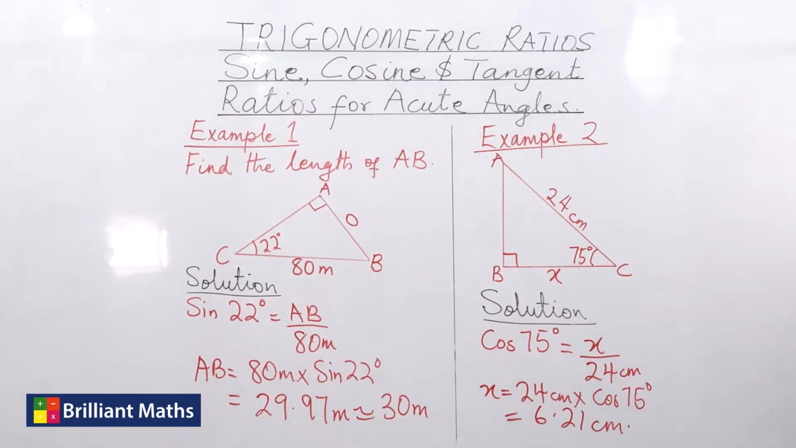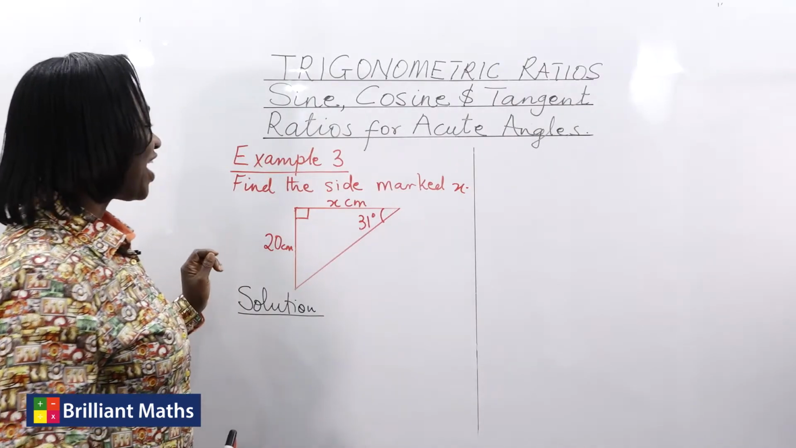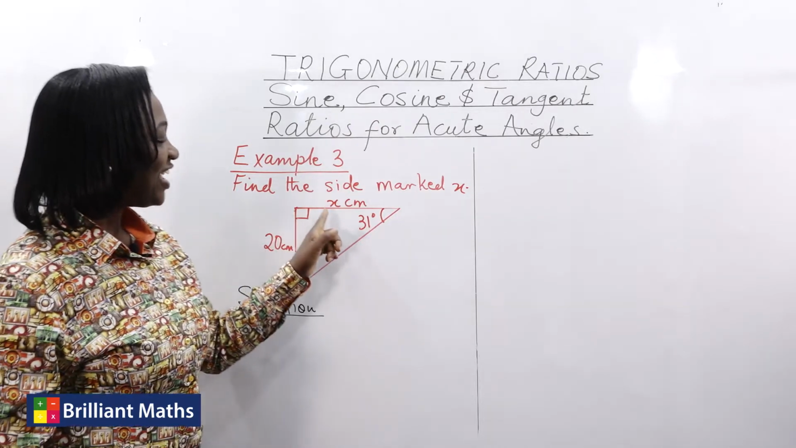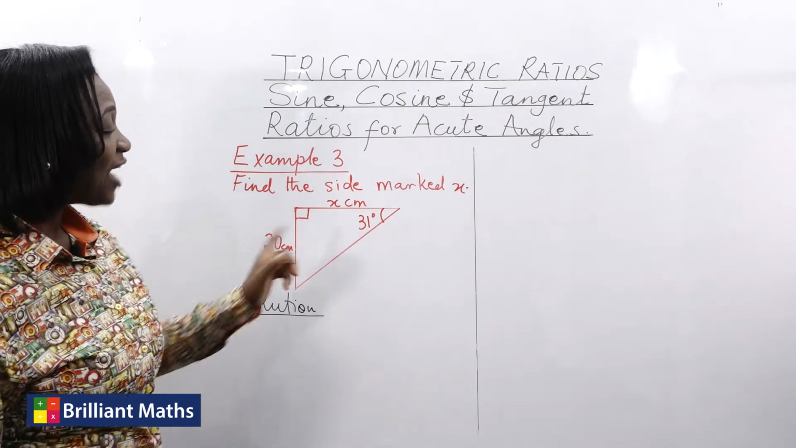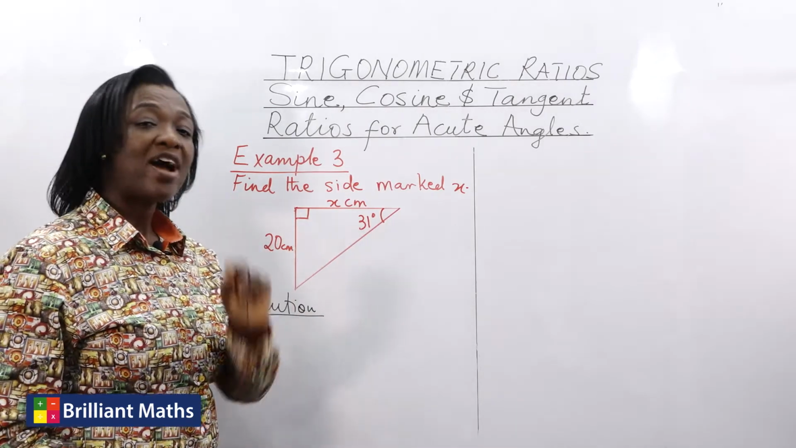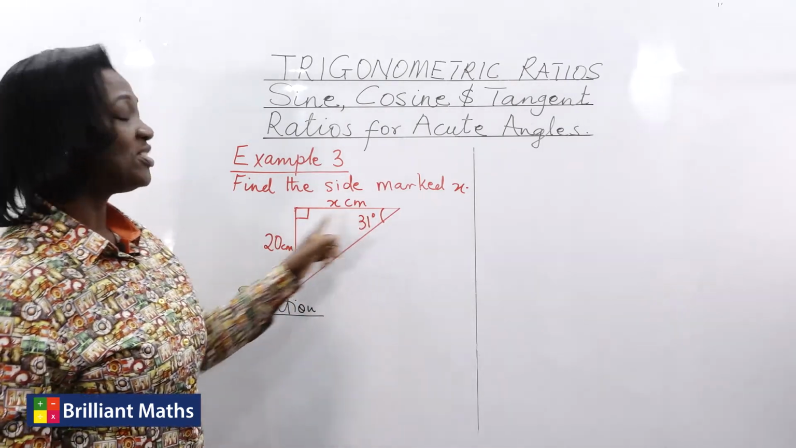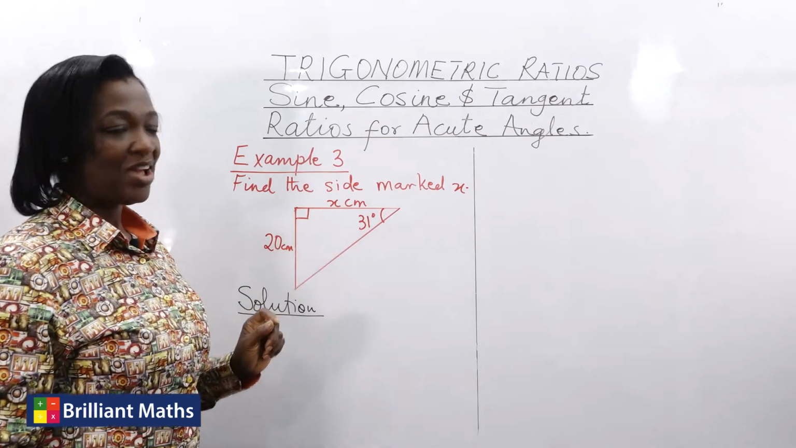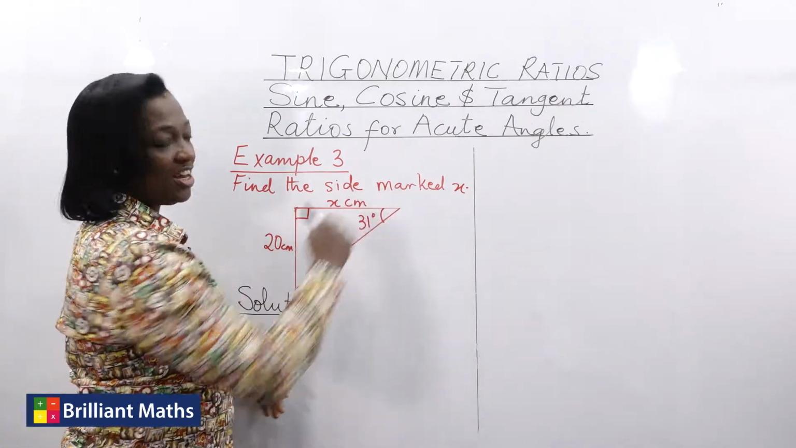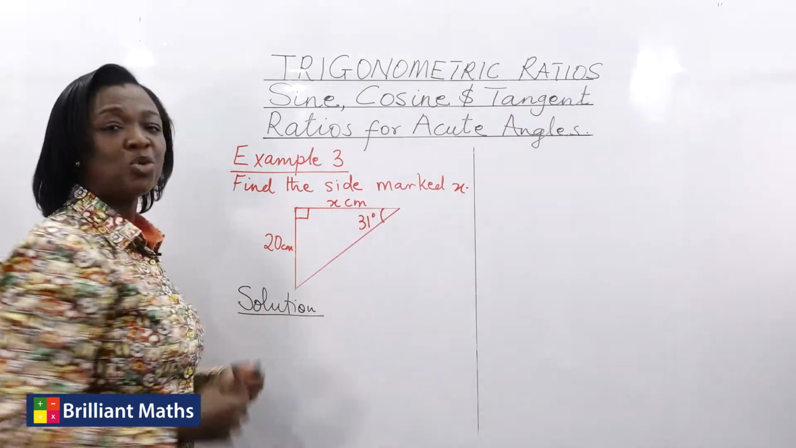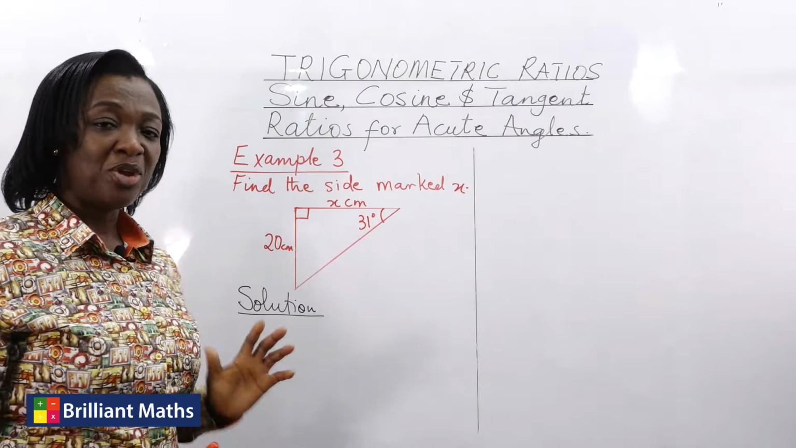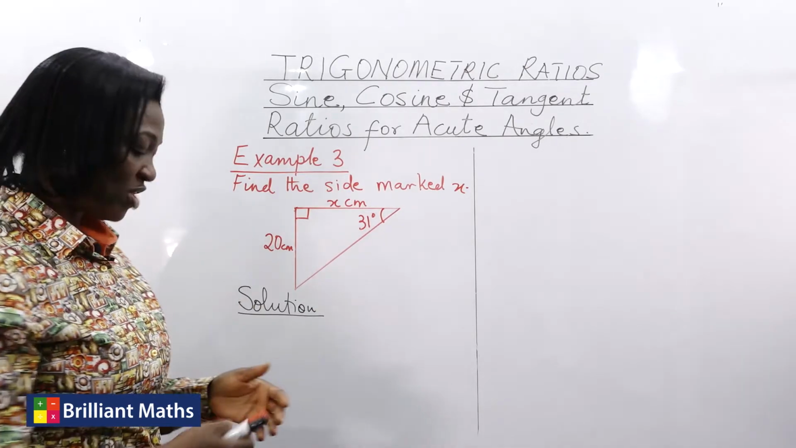In this example, we want to find line X, the side marked X. And we've been given the angle 31 degrees, and we have the line directly opposite the angle. We are finding the adjacent line. So we don't have anything to do with the hypotenuse. So what does that tell us? We should be using the tangent ratio.